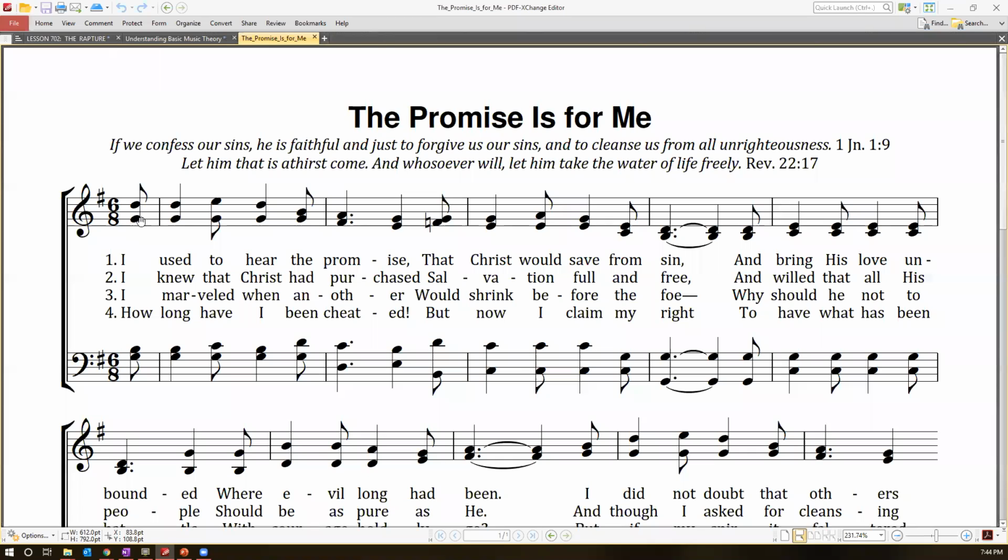So we notice, okay, what note is this? This is on the line. So I need to know the mnemonic for my lines. So I would say every good boy D. So those are two different ways we can find out what this note is.